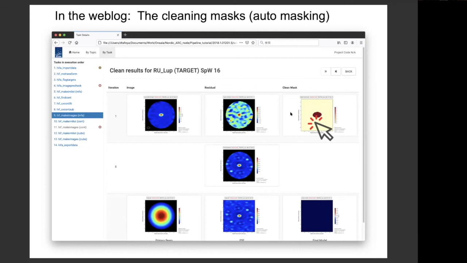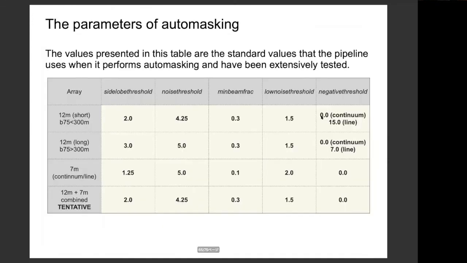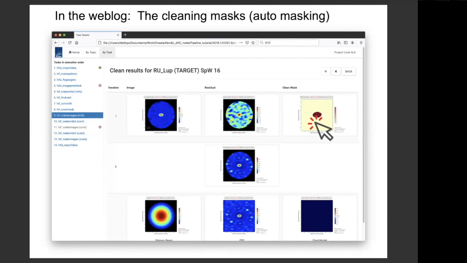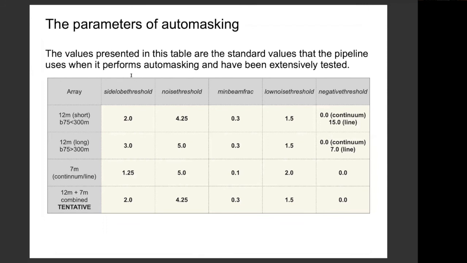So, for example, if you click there, you can see what was the cleaning mask that was used for the imaging. Actually, the pipeline uses this option, auto masking. And the auto masking has some inputs, and those inputs have some parameters, and the pipeline will use different values of those parameters depending on what kind of observations it is dealing with.